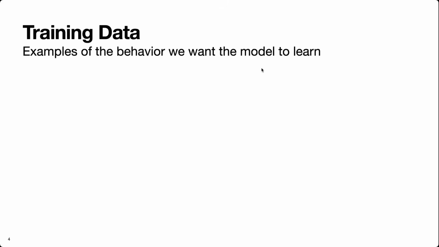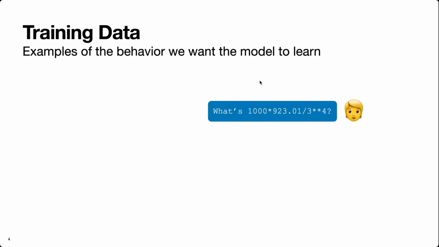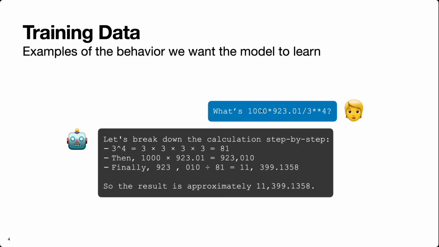For example, if we have an instruction tuned model and we ask it something like, what's 1000 times 923.01 divided by 3 to the power of 4? Modern instruction tuned models, they'll probably do something like this, where they'll break down the calculation into steps. So they'll first do 3 to the power 4, then do the multiplication, and then divide everything. And while this will give better results than if the model just tries to answer this math equation in one shot, this is still not the right answer.